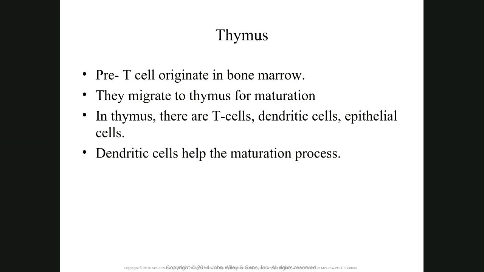So as I told you, the pre-T cells originate in the bone marrow, and they migrate to the thymus for maturation. In the thymus, we have T cells, dendritic cells, which are very similar to the dendrites of the neuron and come from the monocyte, and the epithelial cell, which can educate our T cells. The dendritic cell and the epithelial cell are very important for the maturation process.